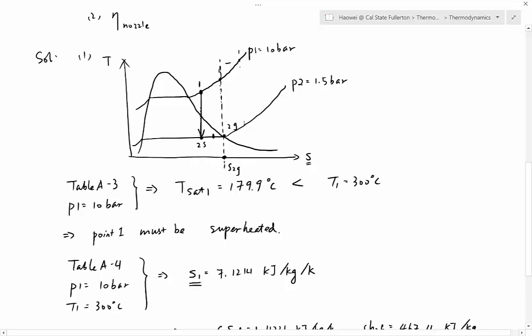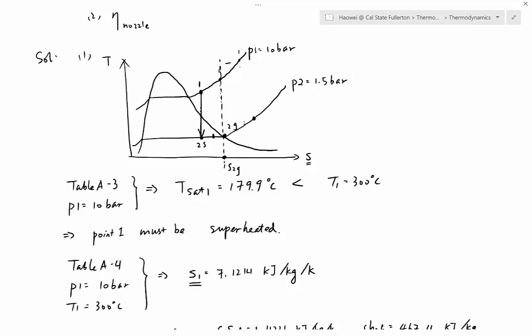So can I actually put number 2 somewhere here? And then we connect 1 to 2. Is it to the right? Yes. If that's the case, number 2 will still be a mixture. Second option, can I put number 2 here, the same as point 2G, and then when I connect 1 to 2, is it still to the right? Yes, but this time number 2 will be saturated vapor. Or option number 3, can I put number 2 somewhere here to the right side of the dome and on the P2 line? And then when I connect 1 to 2, is it still to the right? Yes, but this time the phase of number 2 will be superheated.